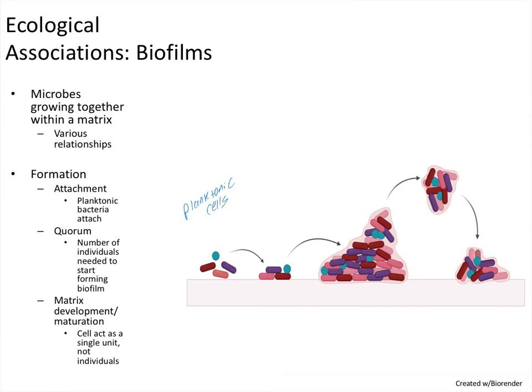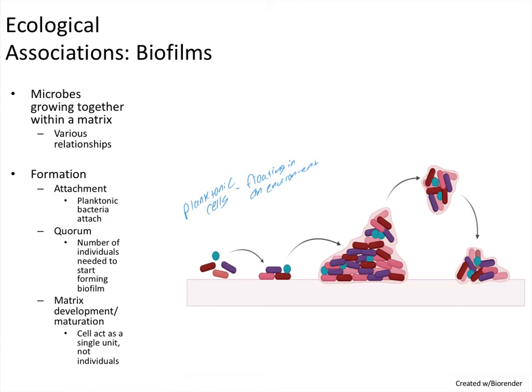So planktonic cells are those that are just floating around in the environment. And these planktonic cells attach to something. They find some kind of surface in their environment and they settle down. They form an attachment onto this surface. When there is a sufficient number of cells that are living together on this surface, a quorum is formed. Now, a quorum is the number of cells that is required to start a biofilm.